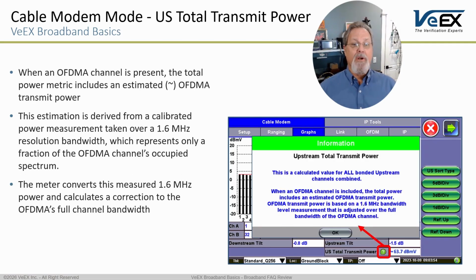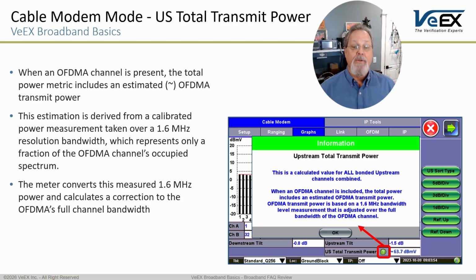By selecting the question mark icon, an information window will display. This information window shows that the upstream total transmit power is derived from the combined power calculations of all bonded upstream channels. Note, when an OFDMA is included in the bonded upstream channels, an estimate symbol is displayed in front of the level. This estimate is based on a calibrated power measurement captured within a 1.6 MHz referenced bandwidth, which supplies only a portion of the OFDMA channel's total occupied bandwidth.